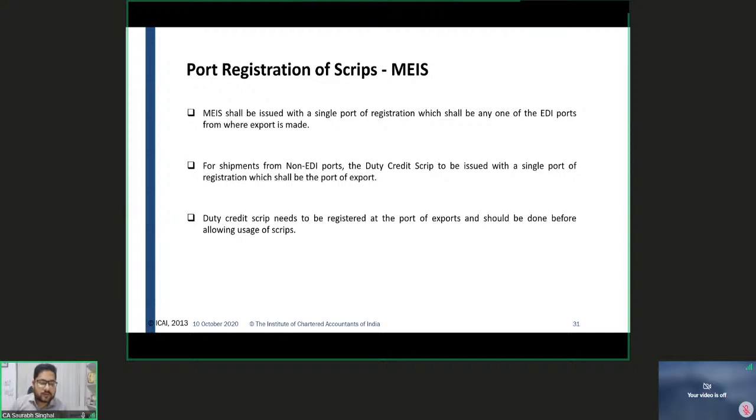That is the provision. Then they say for shipments from a non-EDI port, the duty credit script is to be issued with a single port of registration, which shall be the port of export. So if you have made the export through a non-EDI port, that will be the port of registration of the script. In the script, there will be a name of the port. In case your export is through a non-EDI port, the name of the port will be that particular non-EDI port. And before you can use this script, you will have to register it at the port that it is mentioned with.